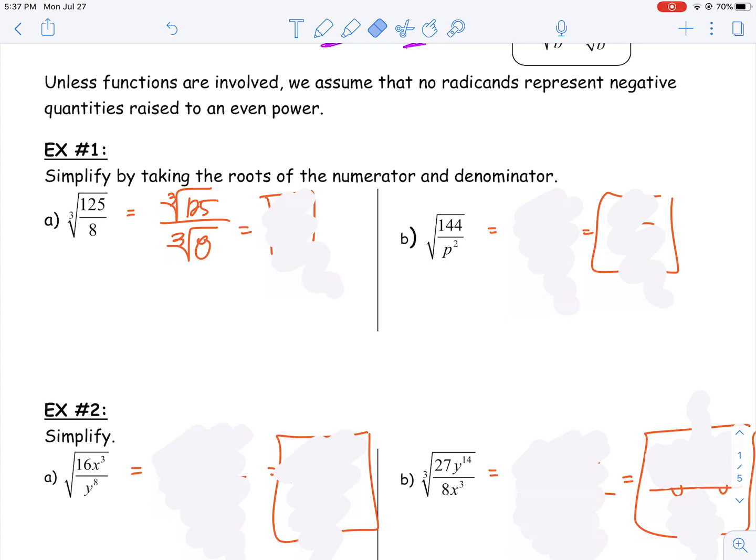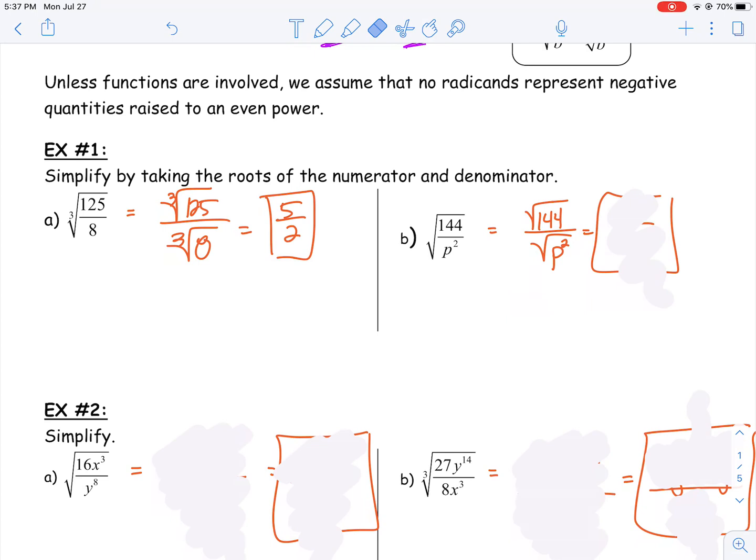It might be a little bit easier now to simplify because I know that there's a cube root of 125, 5, and there's a cube root of 8, 2. So I can really say that the cube root of 125 over 8 is really 5 halves. Look at B. I have the square root of 144 over p squared. We obviously can't take a 144 and divide it by p squared. But what we can do is separate it into two separate radicals. I have the square root of 144 over the square root of p squared.